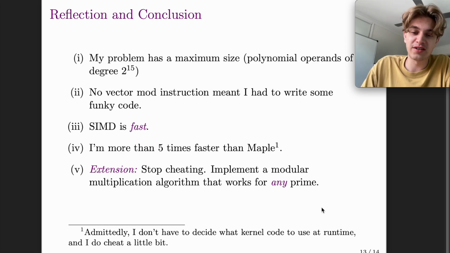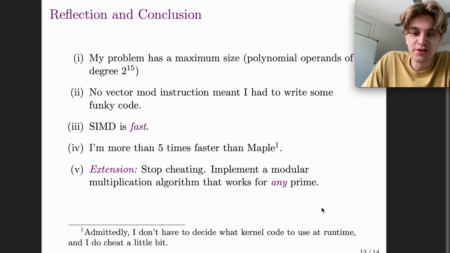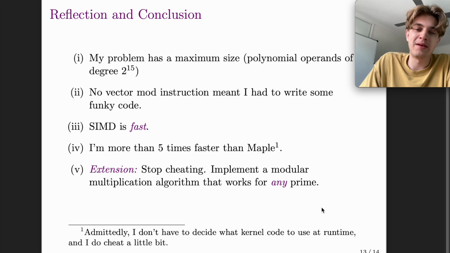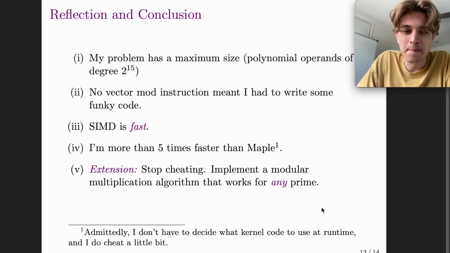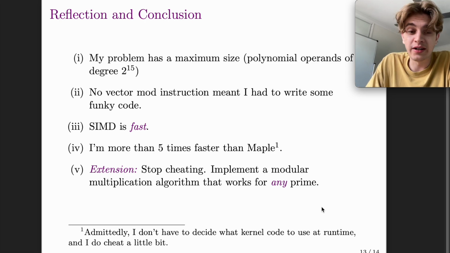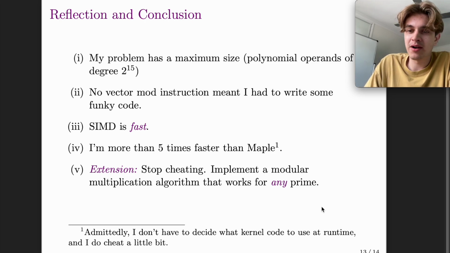Maple has to decide what kernel code to use at runtime after it interprets some user code, which is going to be pretty expensive. And I cheat a little bit because I'm only working with 1 prime. Maple's got to work for any prime. So an extension for my project could be to stop cheating, if you can call it that. I don't think it's really cheating, but make the problem a bit broader and implement a modular multiplication algorithm that works for any prime.